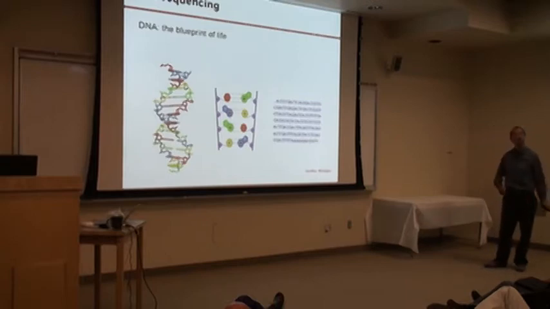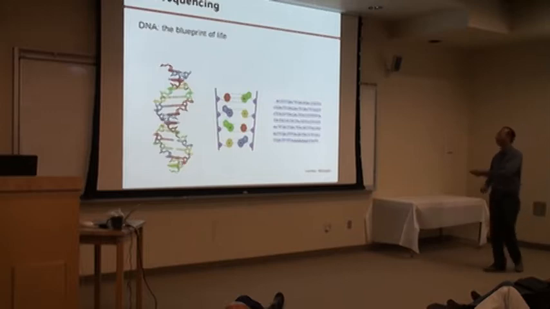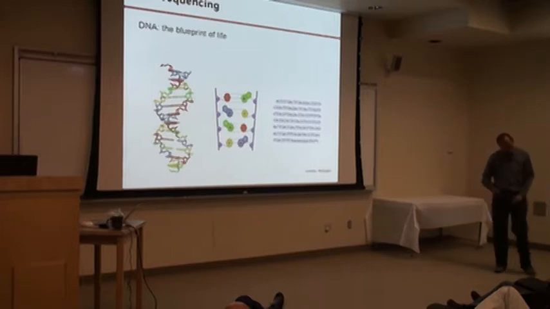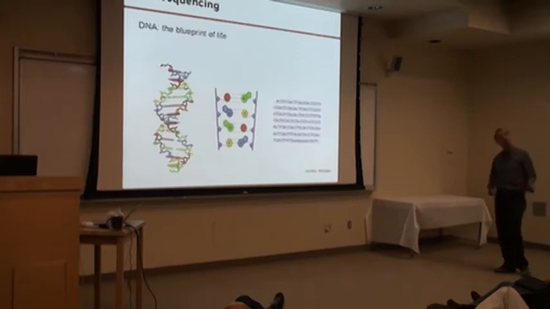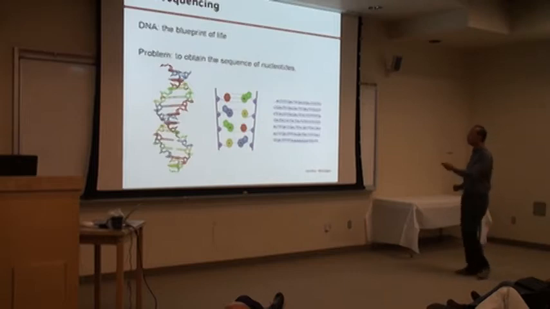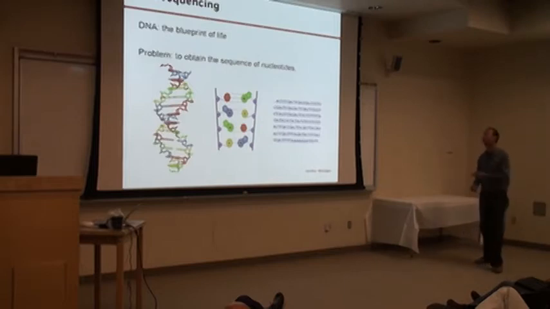DNA is the blueprint of life, okay? So in every cell of our body, there is a DNA sequence. You can think of this DNA sequence as coming from a four-letter alphabet. Okay, and this sequence is about 3 billion symbols long. Each symbol is called a nucleotide.